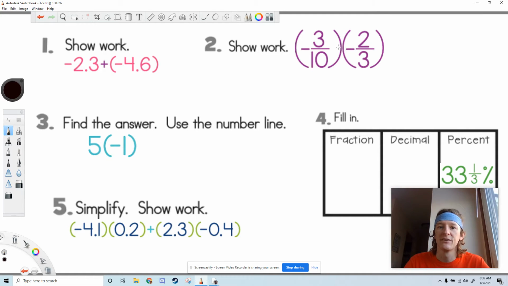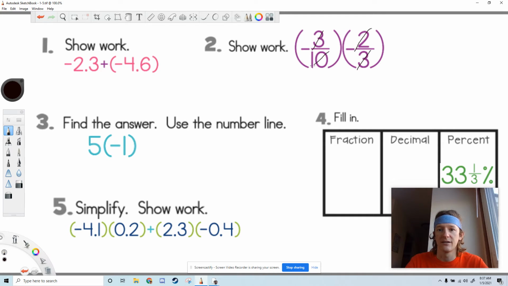For number 2, we have two fractions. They're both negative. Remember, when we multiply two negative fractions, that'll give you the opposite of the opposite, so that should help you with your sign at the end. And with fraction multiplication, you can just multiply straight across. On this one, you do have some diagonals you could reduce by if you choose to. Otherwise, you'll have to reduce your final fraction.